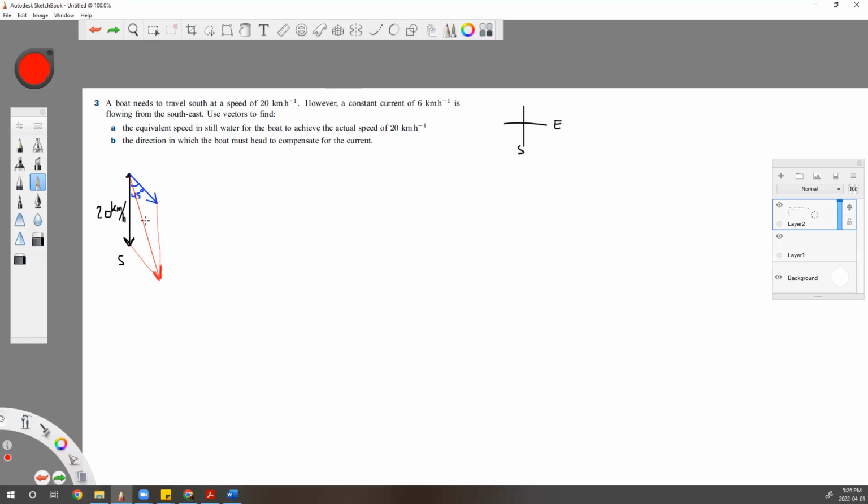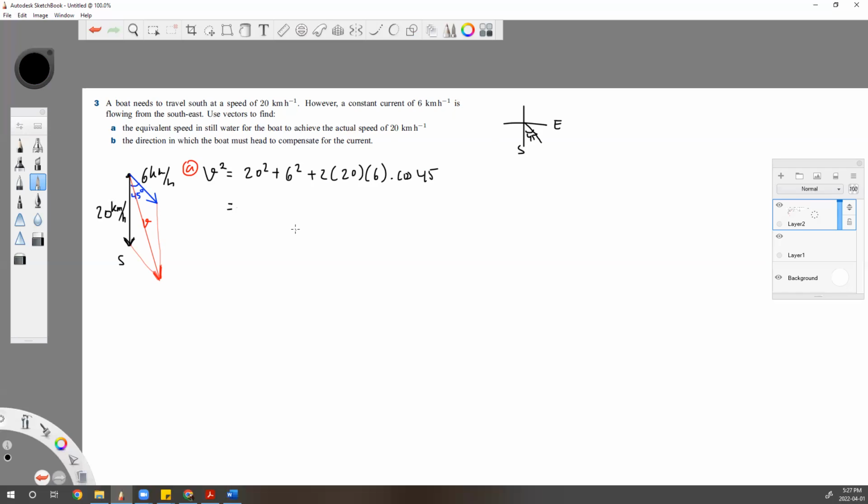Okay, I'll show you how to do. So this is the V, right? The equivalent speed. So the equivalent speed using the cosine rule or the vector rule that I gave you just now, V square equals 20 square plus 6 square plus 2 times 20 times 6 times cos of the theta. What is the theta? 45. Why? Because southeast is always 45 degrees, right? 45. That's the way we do.